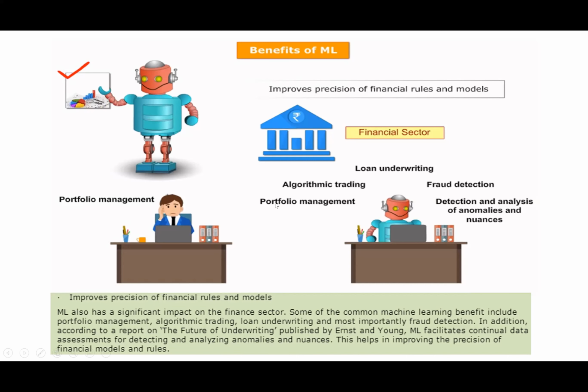So the same thing now we are having in portfolio management. Portfolio means an individual person's money, where to invest it. All the places where I'm investing one person's money is called the portfolio for that person. Then algorithmic trading. So I'm doing share trading, but based on an algorithm, right? Then we have loan underwriting, fraud detection, analysis of anomalies and nuances.